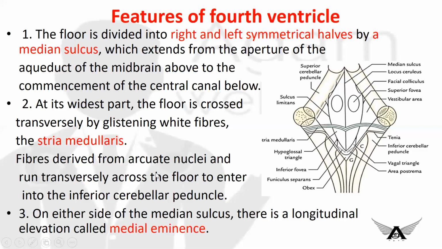The fibers of the stria medullaris are derived from the arcuate nuclei and run transversely across the floor to enter the inferior cerebellar peduncle. This is the inferior cerebellar peduncle, which we have already discussed. We will have many nuclei, so don't get confused. This is the arcuate nuclei. This is the cuneate nuclei, gracile nuclei.